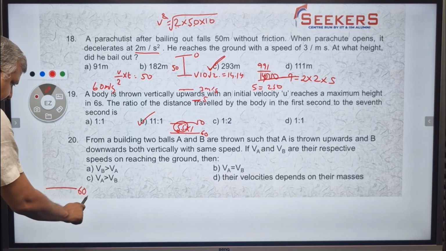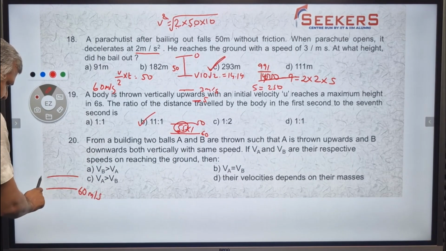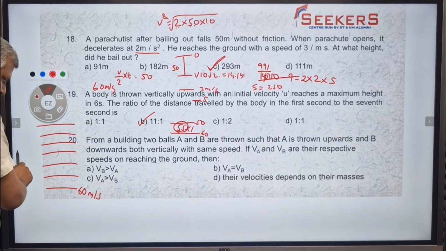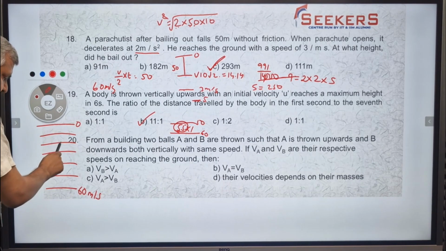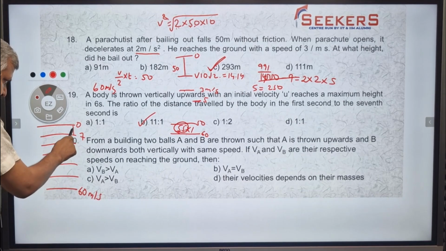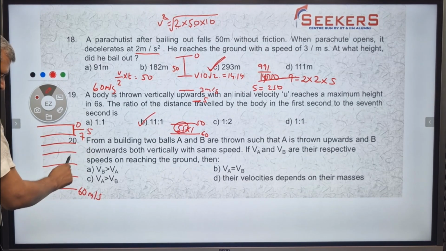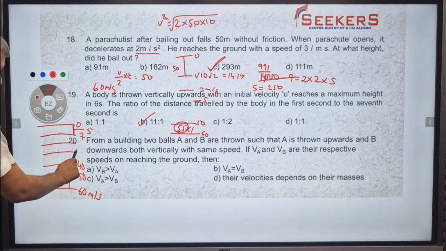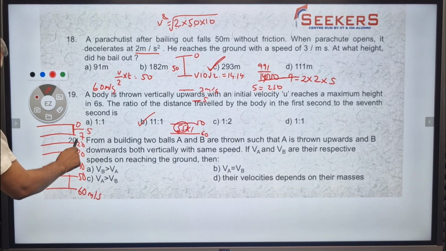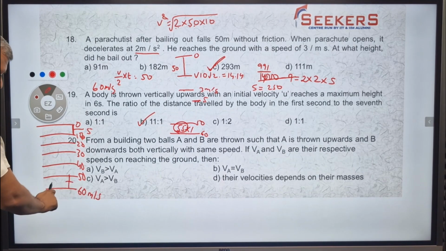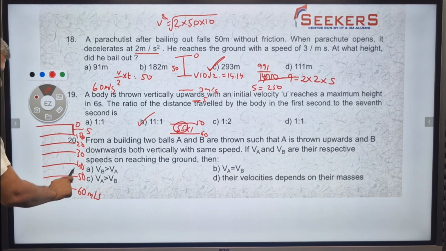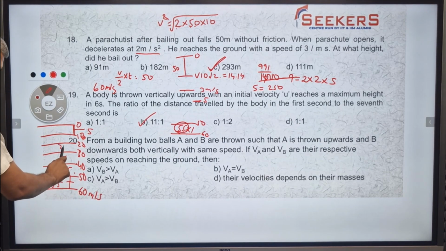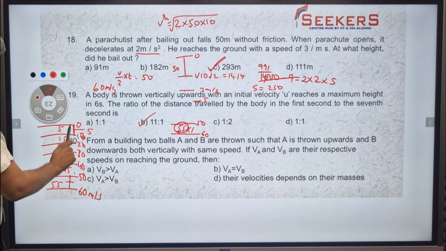60 meters per second, so after 1 second it becomes 50, 40, 30, 20, 10, 0. So after 6 seconds it becomes 0. So the 7th will come here. So from here to here this distance is 5. And then from here to here, this is 60, this is 50, this is 40, this is 30, this is 20, this is 10. So the average is 55, so this distance is 55. Here the average is 45, so this distance is 45. This distance is 35, this distance is 25, 15 and 5.